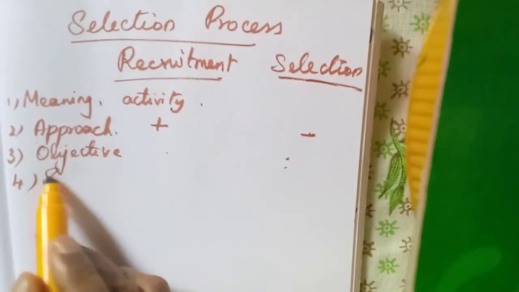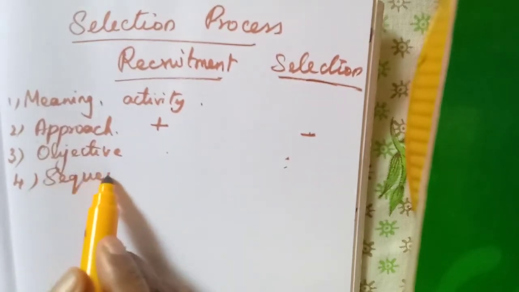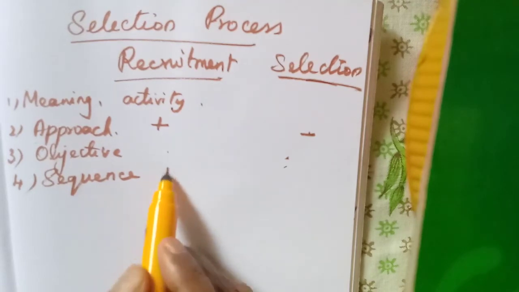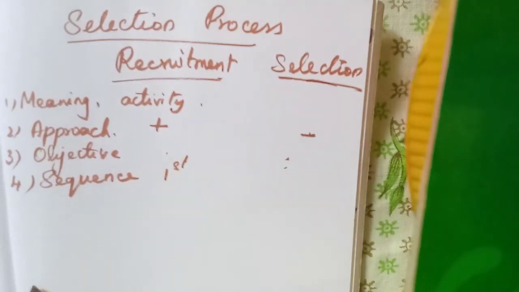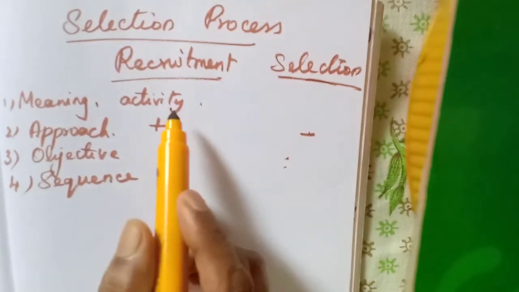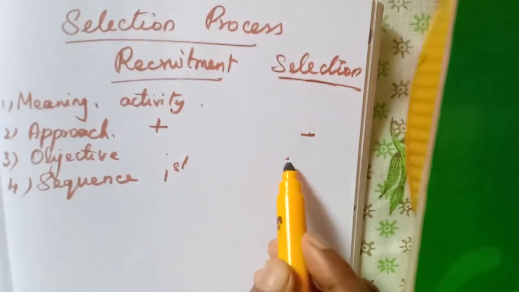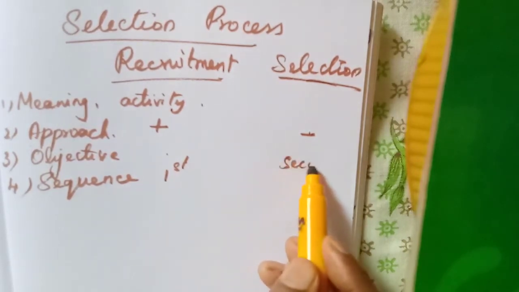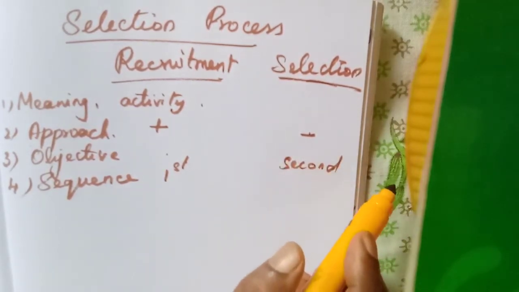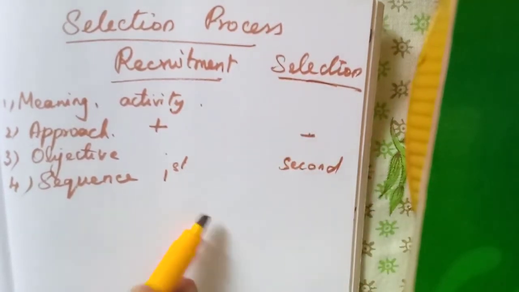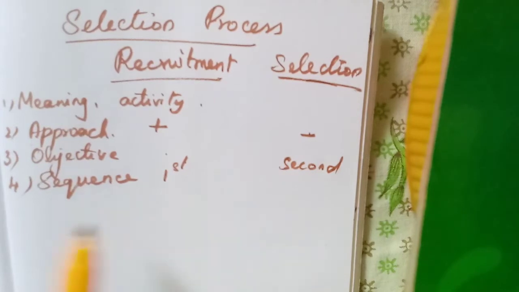Then the sequence, the order. Understand, here we can say it is the first process. The first sequence is the process of recruitment. Then the second sequence, the second stage, is the selection process. So recruitment is the first process and selection is the second process.